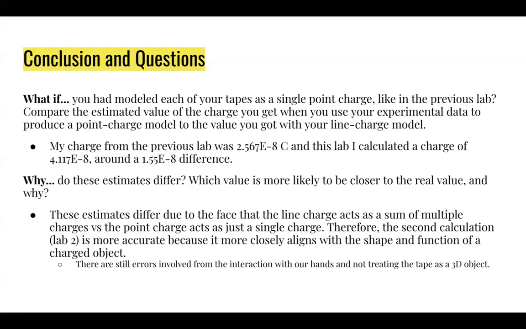So these estimates are differing due to the fact that a line charge acts as a sum of multiple charges versus the point charge acts as just a single charge. Therefore, the second calculation, the one that I just found from lab 2, is more accurate because it more closely aligns with the shape and function of a charged object. However, there are still errors involved from the interaction of my hands with the charged object and also not treating the tape as a 3D object.